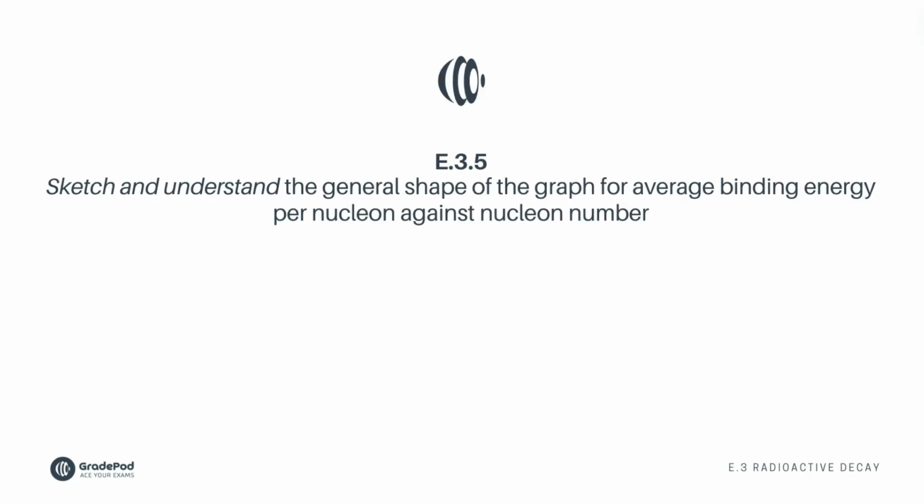When we're considering binding energy per nucleon and we're looking at all the different elements and isotopes in the periodic table, it's really useful to look at a graph. And actually, this graph is really common in exams and it's really interesting. So we're going to look at the general shape of the graph for the average binding energy per nucleon against nucleon number. Let's go.